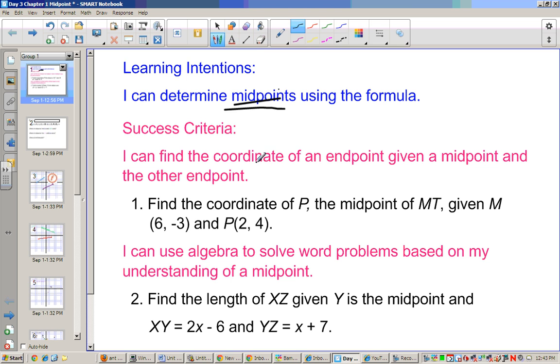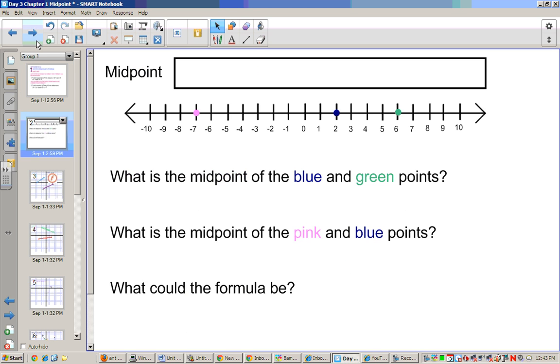Now by the end of the day, we should be able to find a coordinate of an endpoint given a midpoint, and you can use algebra to solve word problems based on understanding midpoint. And we'll understand that more as we get along.